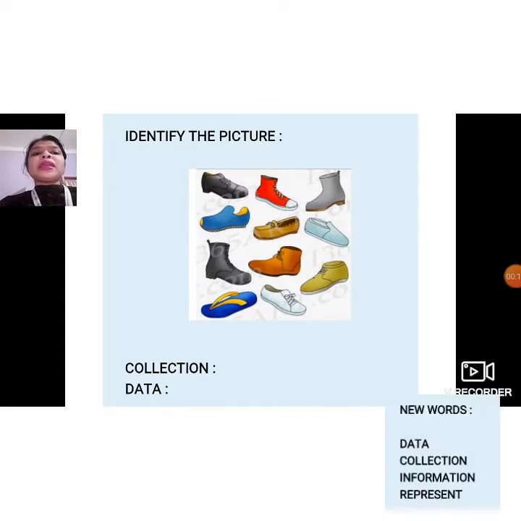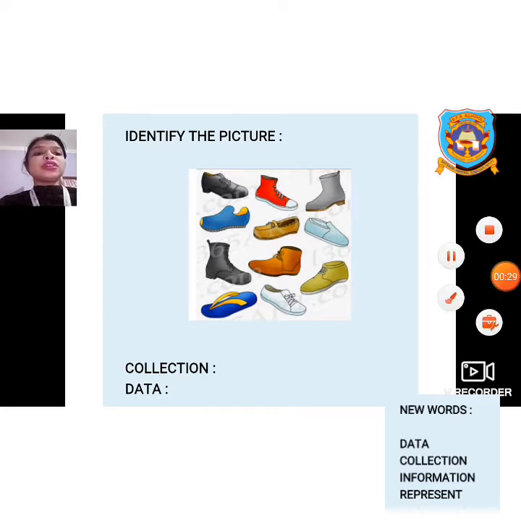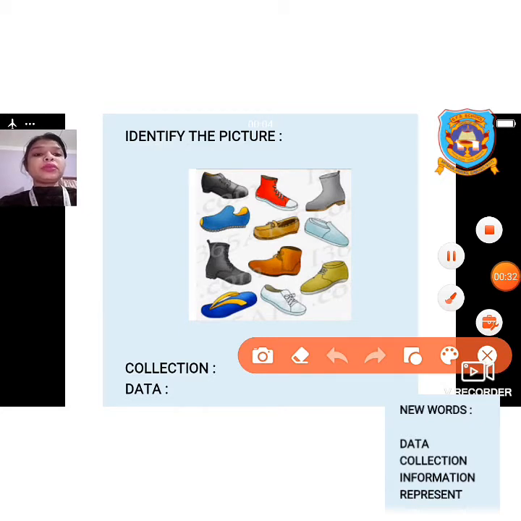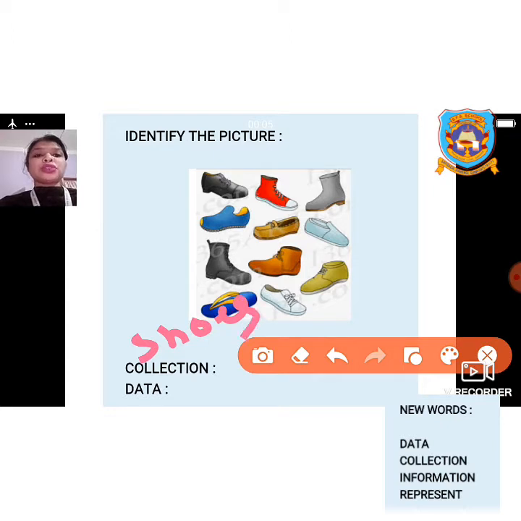Now children, in this picture you can see what? Shoes. Okay, you can see there are different kinds of shoes. So if I ask you what is this collection called? The collection is known as shoes. S-H-O-E-S. Shoes. And how many shoes are there? There are 1, 2, 3, 4, 5, 6, 7, 8, 9, 10, 11. So there are 11 shoes in the picture.